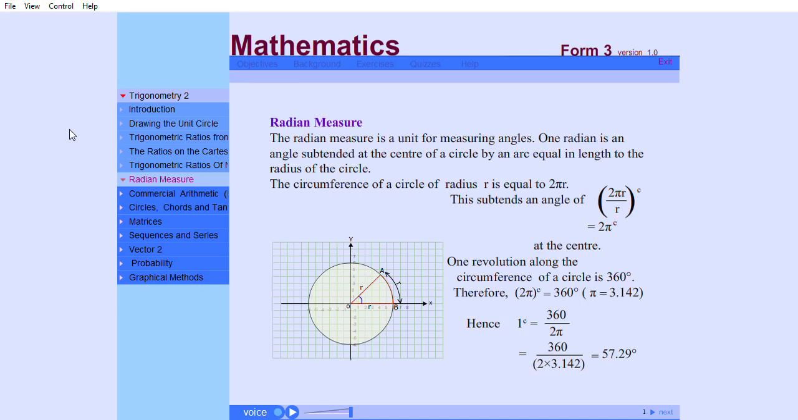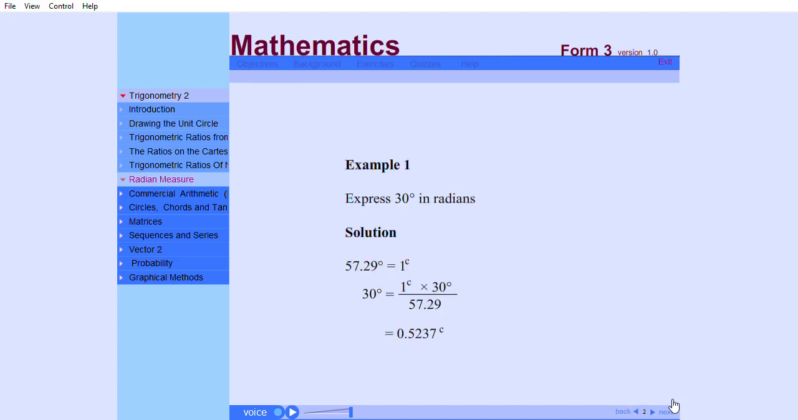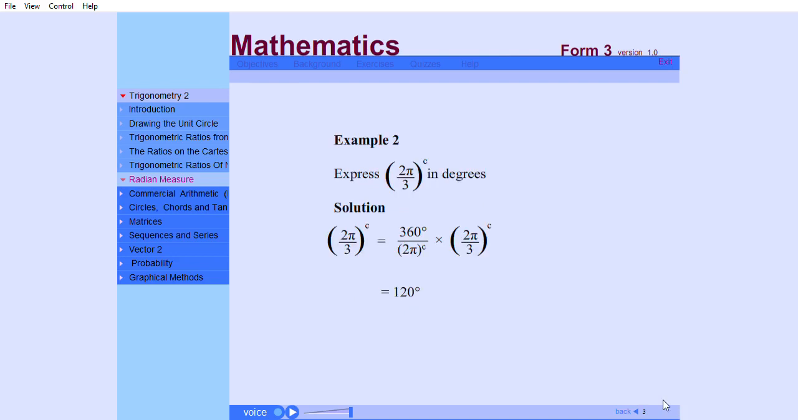1 revolution along the circumference of a circle is 360 degrees. Therefore, 2 pi radians is equal to 360 degrees. We take pi as 3.142. Hence, example 1. Express 30 degrees in radians. Example 2. Express 2/3 pi radians in degrees.